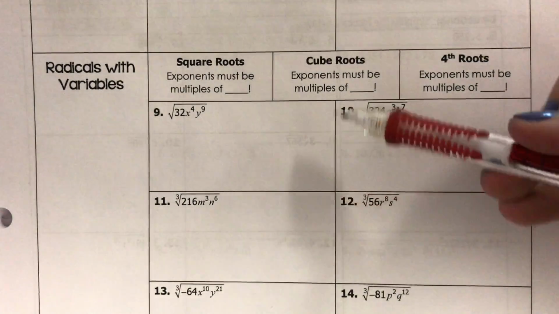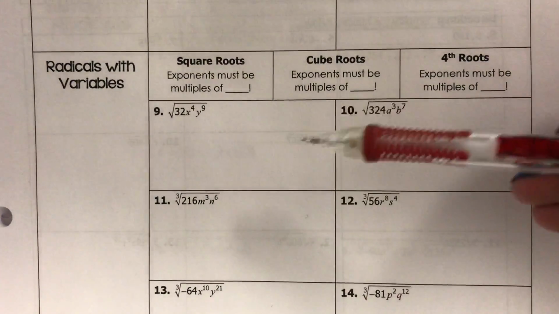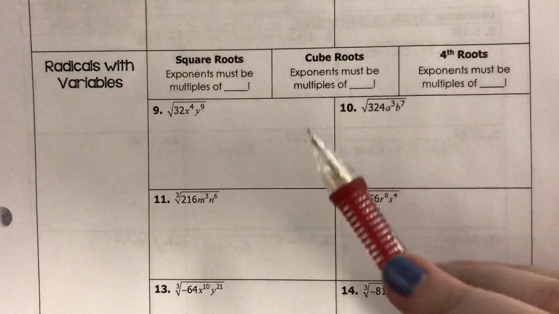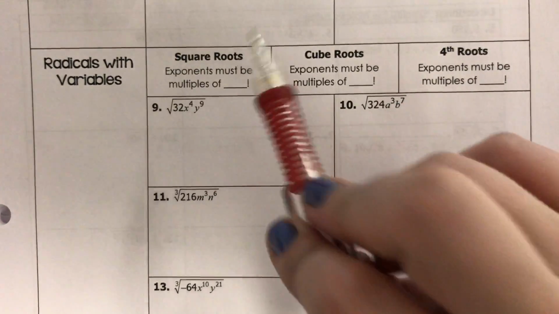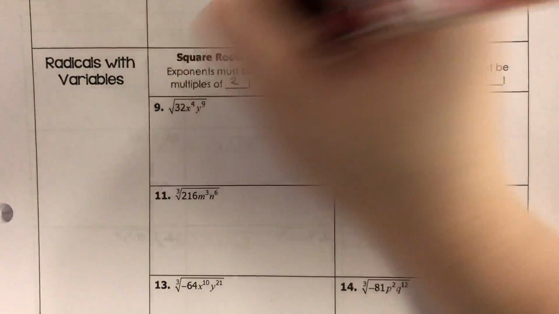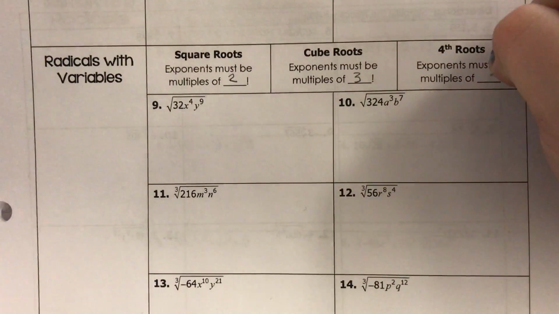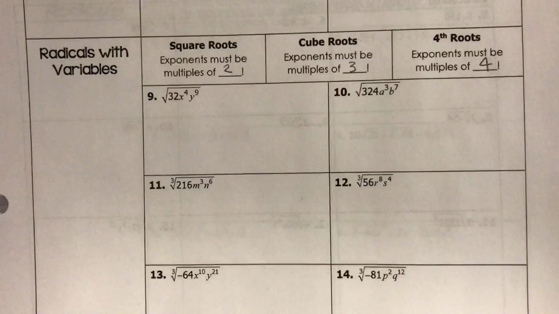All right, so sometimes you'll have radicals with variables in them. So to figure out the variables, you have to look at their exponents. To take out square roots, the exponents of the variables must be multiples of 2. Cube roots must be multiples of 3. Fourth roots must be multiples of 4, and that's how you can pull those out.